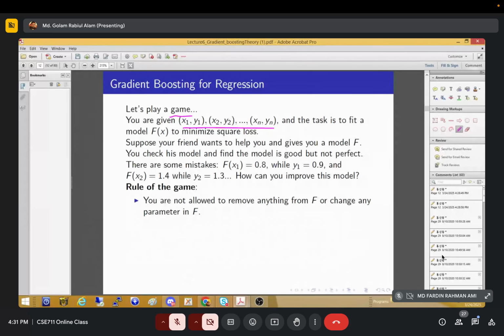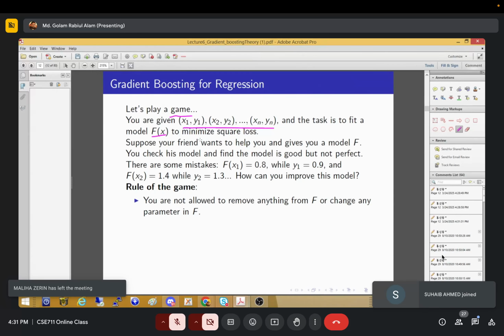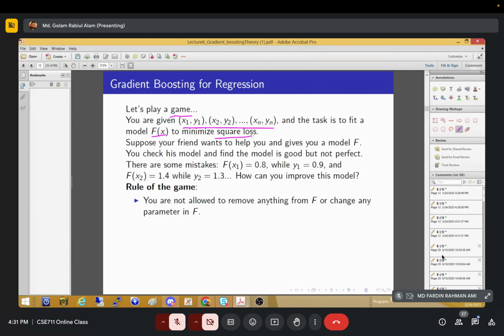So here it is also the same, like a data set. A data set is given, x1, x2 up to xn, and the task is to fit a model f of x to minimize some loss function, maybe the sum of the squared residuals also. Okay, the sum of squared residuals. If we think about this loss function, that means you are given a data set, and then you want to fit a model f of x to minimize the loss function. That means minimize the error.